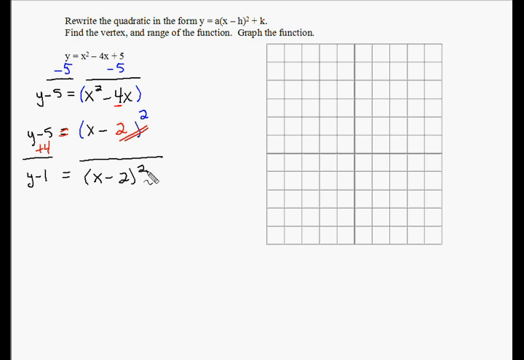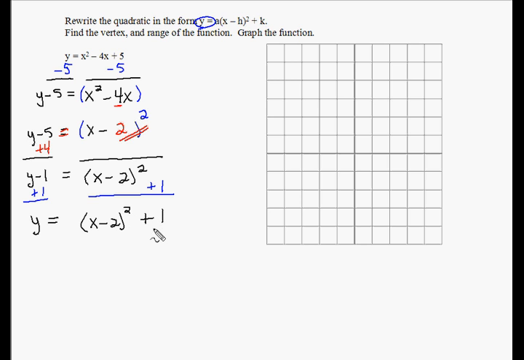the quantity x minus 2 squared. So again, if we wanted to put it in this form, it says y equals, y all by itself. So we need to get rid of this negative 1 we put over here. So we can add 1 back to that side and add 1 to this side. We now have y equals the quantity x minus 2 squared plus 1.